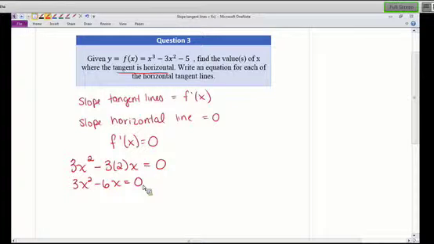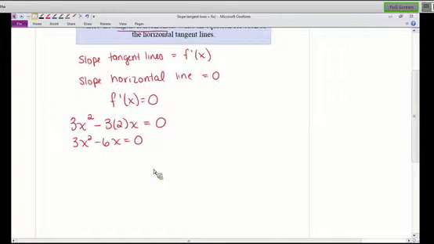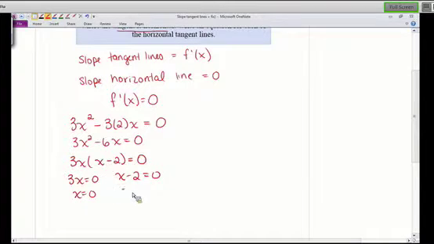So slope of tangent lines is equal to the first derivative of the function. We're told that the tangent is horizontal and the slope of a horizontal line is 0. Therefore, we're taking the first derivative and setting it equal to 0. Now we want to solve this equation for x. This is going to give us our x values. So let's factor out 3x, and we're left with 3x times x minus 2 equal to 0. Setting both of our factors equal to 0, we're going to get x is equal to 0 and x is equal to 2.